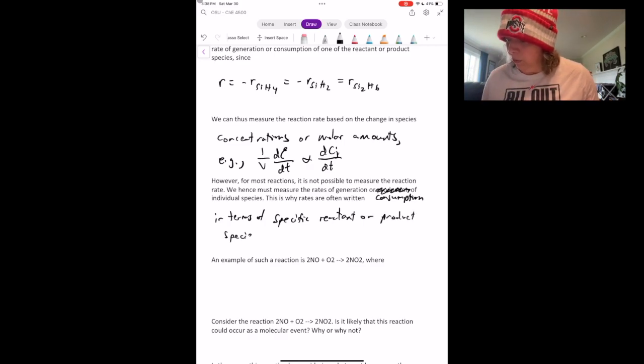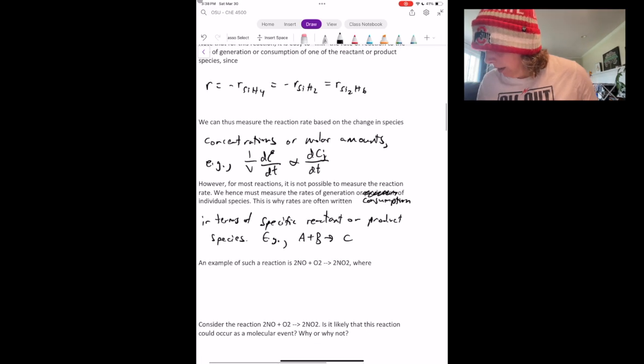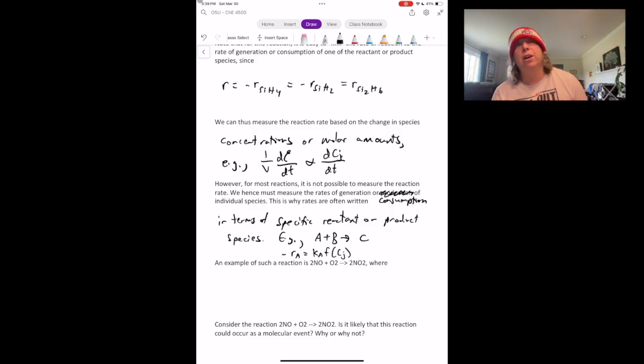So for the general example, if we have a reaction A plus B goes to C, we typically are going to write the rate, minus rA, is going to be equal to kA, and then times some function of concentrations of the different species. So we're talking there about the rate of consumption of species A, and we're using that as a surrogate for the reaction rate because we can measure the rate of consumption of A through either the molar amount or the concentration of A, but we cannot measure, for this particular reaction, the molecular events.